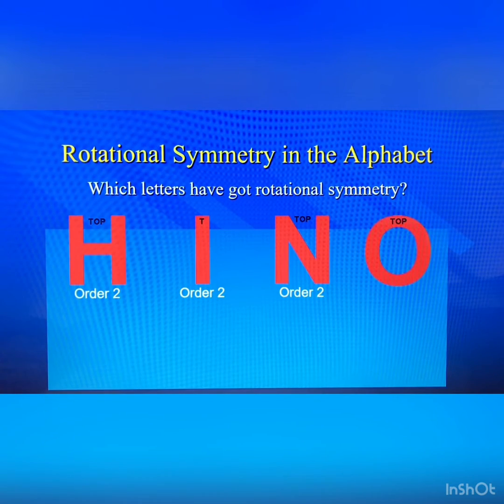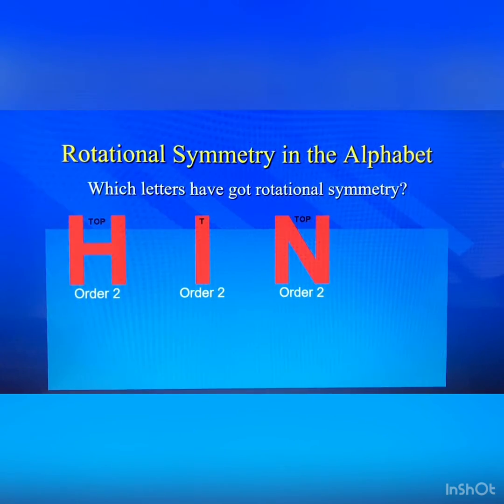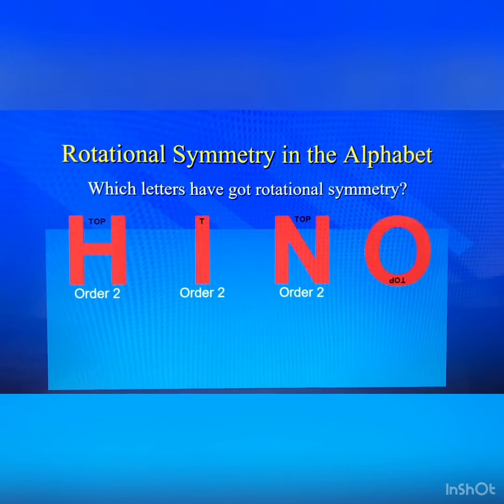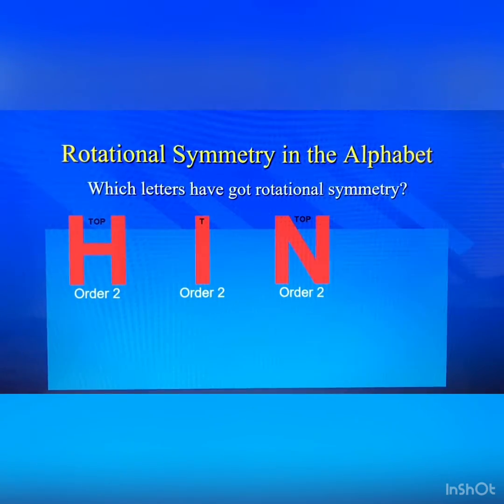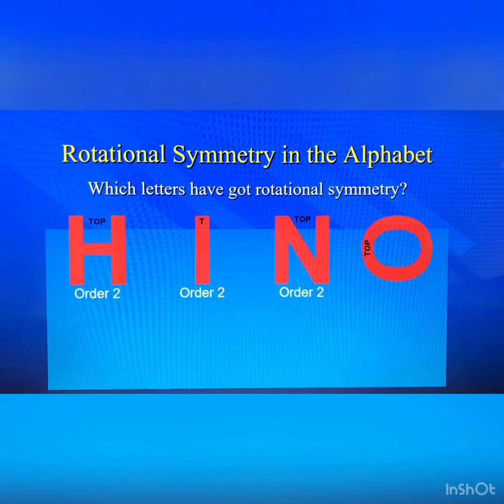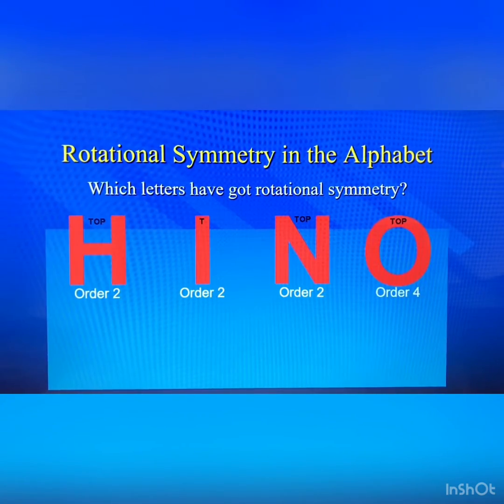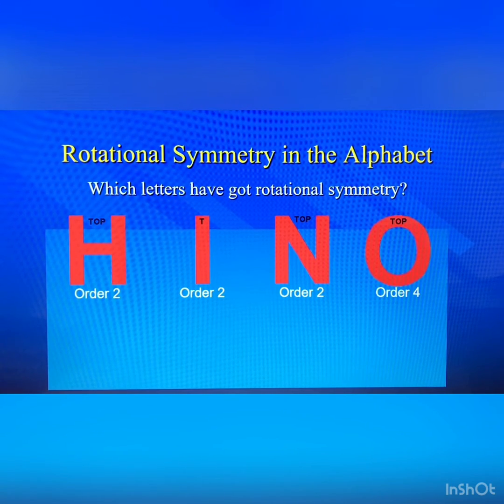Now let us consider this alphabet letter O. Now we will move it. Yes, of course, we will get once again the same position, that is the original position. So this is order 1. Yes, of course, this is the original position, so we will get order 2. This is also the original position, so we will get order 3. And yes, for one round, you will get the same situation 4 times. Therefore the order of rotational symmetry of this alphabet letter O is 4.